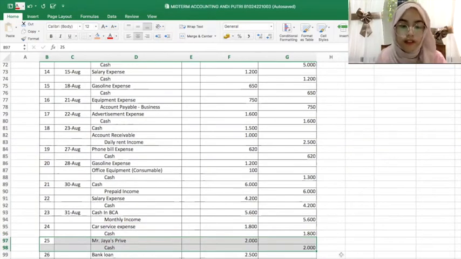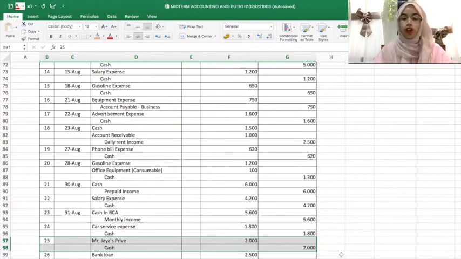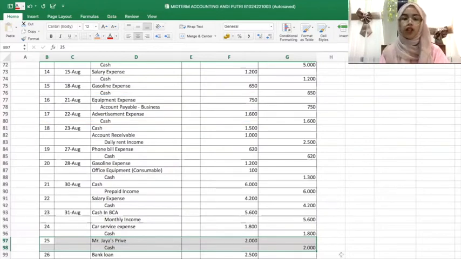For the 25th transaction, on 31st August, withdraw cash from BCA for Mr. Jaya's needs of 2,000 rupiah. So there are two accounts to explain: Mr. Jaya's private account and cash. Mr. Jaya's private account, because for that day there's a cash withdrawal for Mr. Jaya for 2,000 rupiah, is on the debit side, and cash is decreasing for 2,000 rupiah, which is on the credit side.